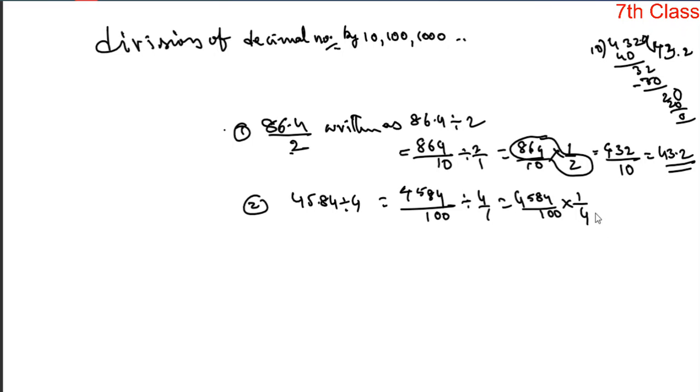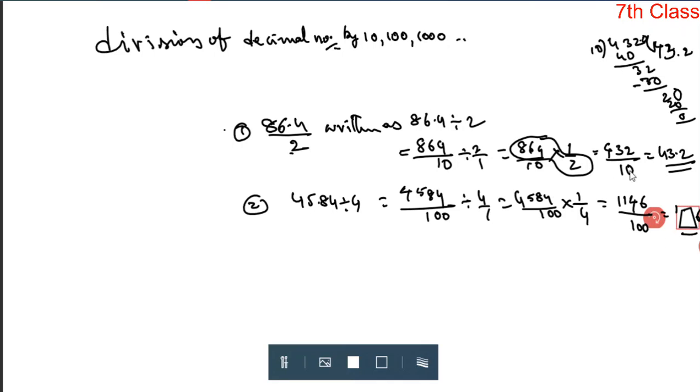In 4584, 4 how many times? 4 ones are 4, 4 ones are 4, 5 minus 4 is 1, 1 8 18, 4 4s are 16, 18 minus 16 is 2, down 4, 24, 4 6s are 24. That means 1146 times by 100. So if you divide this 1146 by 100, we will get how much? 11.46.